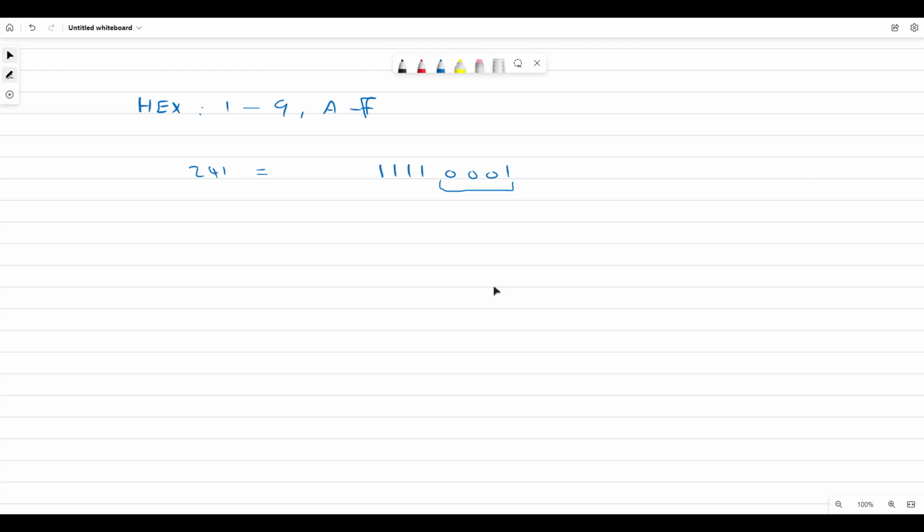So this will be number 1 in hexadecimal, and this will be the number F, or 15, which is F in hexadecimal. So we get F1.